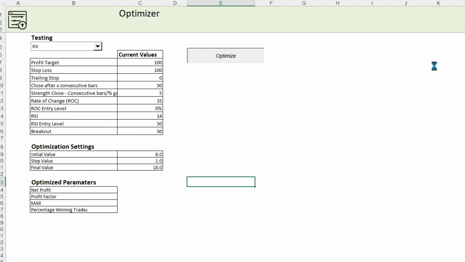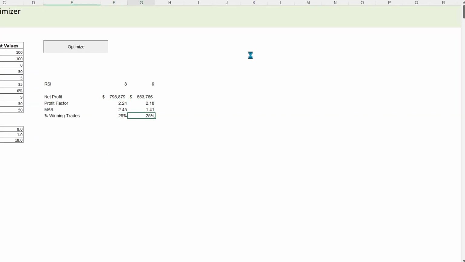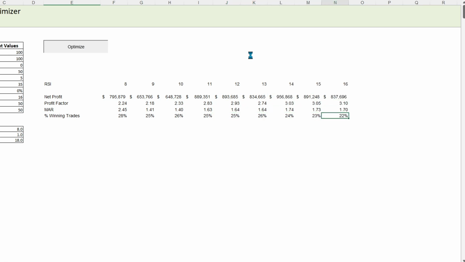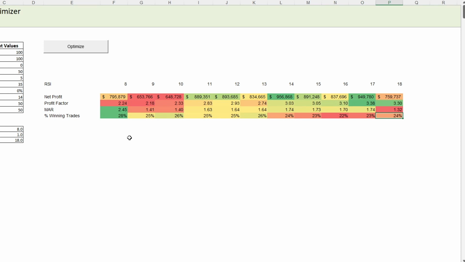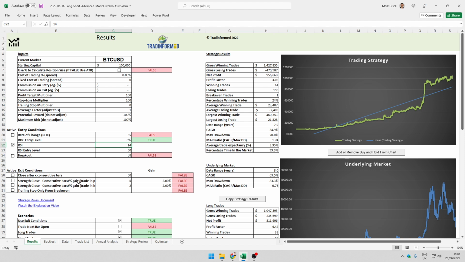Testing the RSI, click on optimize. And once again, it's going to run through all the values, this time allowing for long and short trades. One thing I can see pretty consistently is a very high MAR ratio. Decent net profit for all of these as well. So encouraging results for all of the indicators on a range of different values.